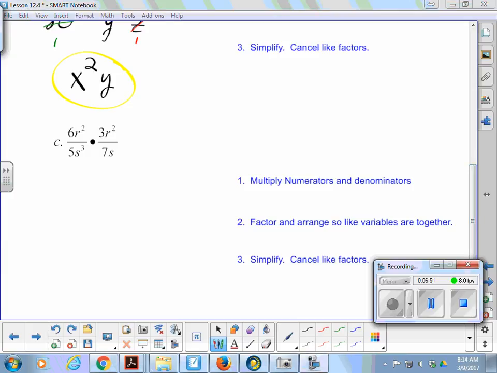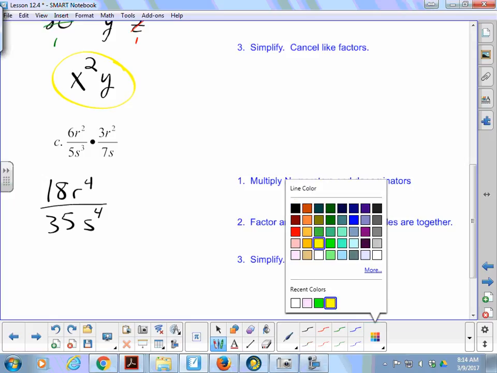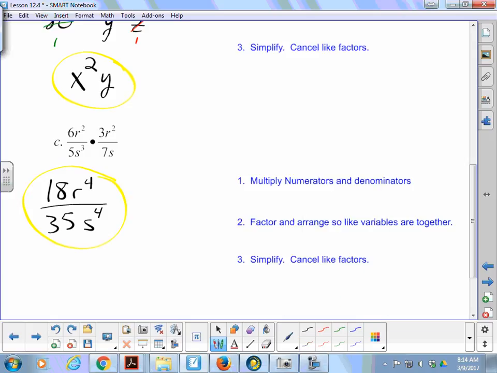Okay, so in this case, once you multiply them, we get 6 times 3 is 18, then r to the 4th, and 35 s to the 4th. Right? And there is no number that goes into 18 and 35. Don't have like variables, so we're done. Nothing else we can do with that one. So that one's done right there. Okay. Can't simplify that any further.